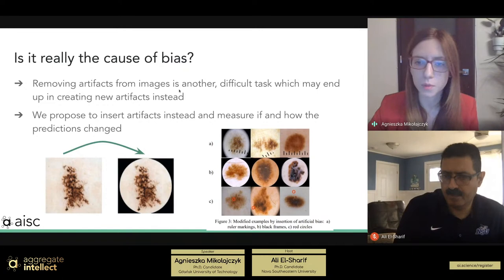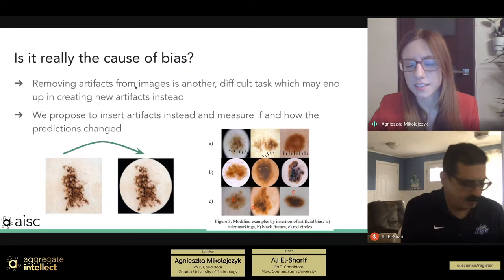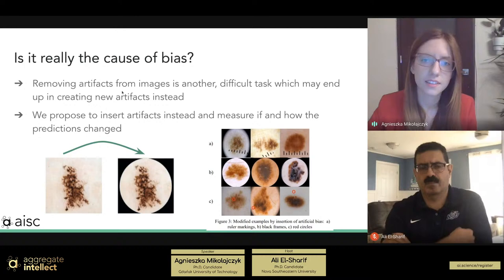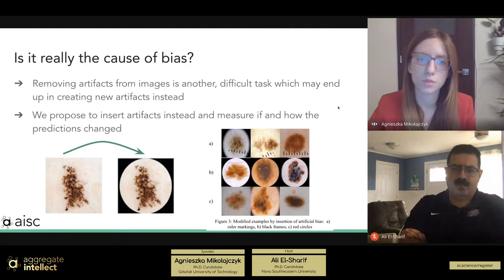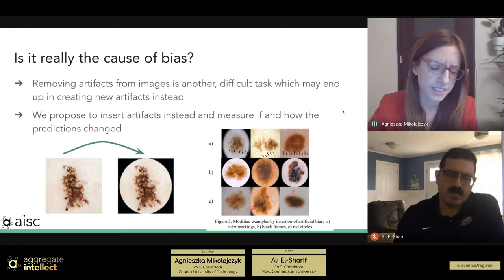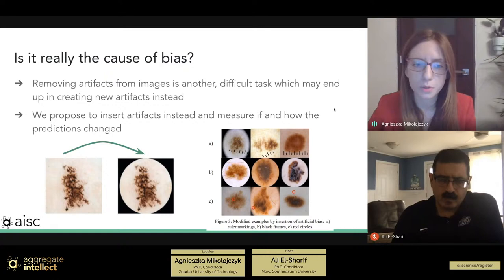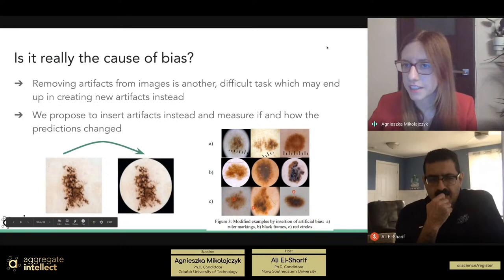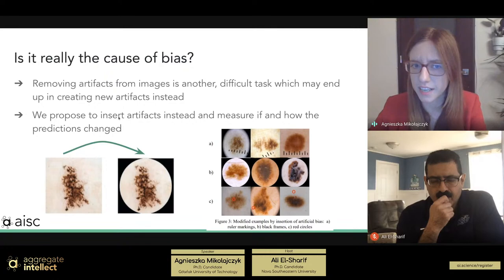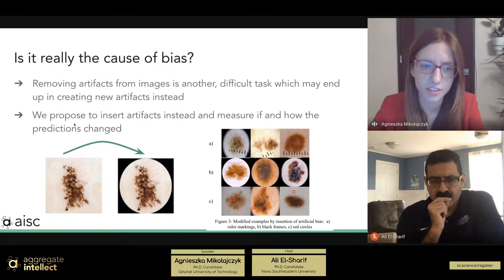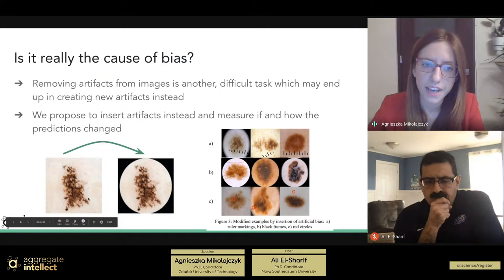However, removing artifacts as they did in Spray is quite time consuming, and it is another difficult task, and it may also lead to creating new artifacts instead. For instance, when we use generative adversarial networks to remove artifacts and replace them in an image, we could create new artifacts. So instead, we propose to insert artifacts and measure how the prediction changed. So we did that. We took all of our images, placed artifacts on them, and measured how the prediction changed.